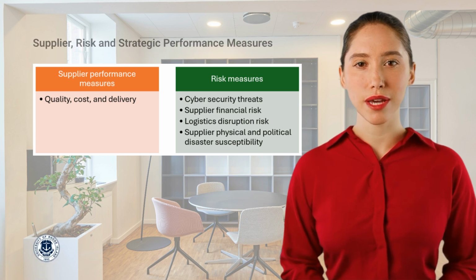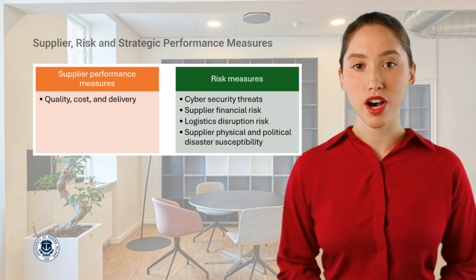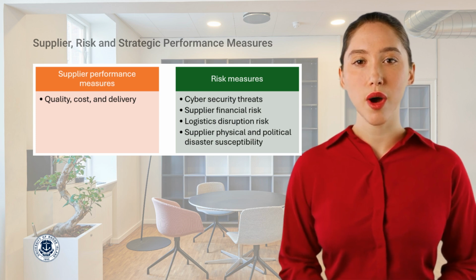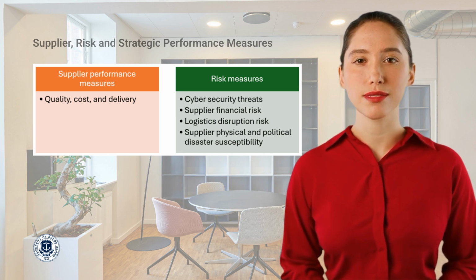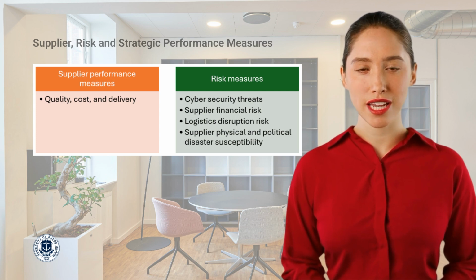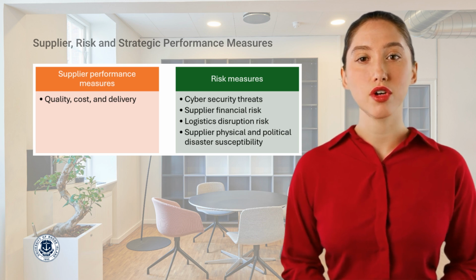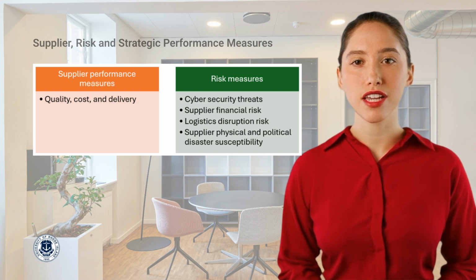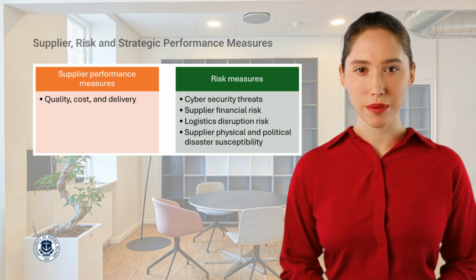In addition to operational metrics, organizations also track supplier, risk, and strategic performance measures to ensure long-term supply chain effectiveness and resilience. First, companies evaluate supplier performance measures. The most common indicators focus on quality, cost, and delivery. Quality measures assess whether suppliers consistently meet product specifications and maintain low defect rates. Cost measures evaluate whether suppliers provide competitive pricing and help reduce overall procurement costs. Delivery performance focuses on whether suppliers deliver materials on time and in the correct quantities, which is critical for maintaining smooth production and service operations.